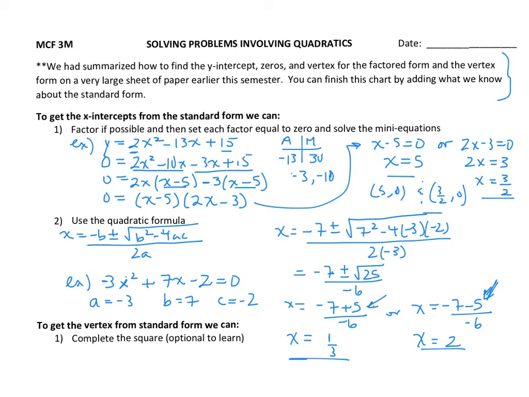It's possible that you'll end up with decimal answers, especially if that square root is not going to give you a perfect square under the square root sign. So that's our goal there with solving for x-intercepts. Again, if you're not so great with factoring, go with the quadratic formula. To get the vertex from standard form, we can complete the square, which is optional. I made it optional just because of our circumstances this year. But I'm going to show you another way to come up with the vertex from that standard form.